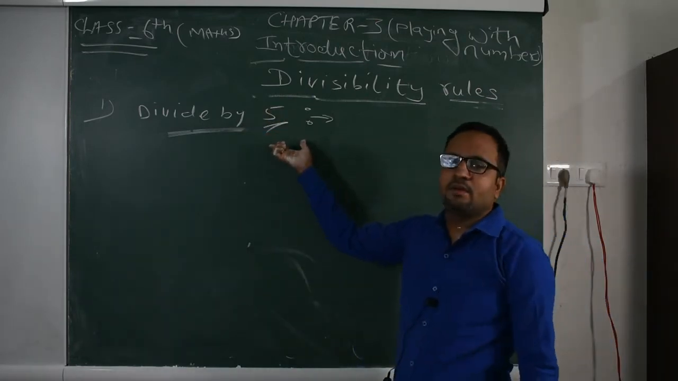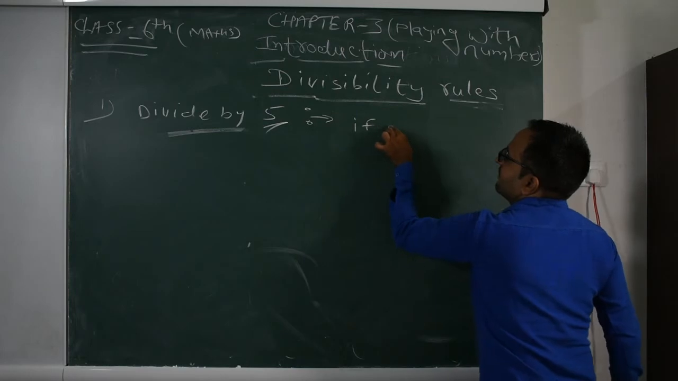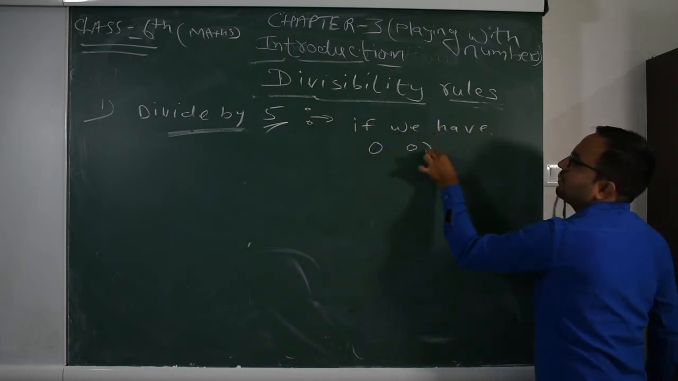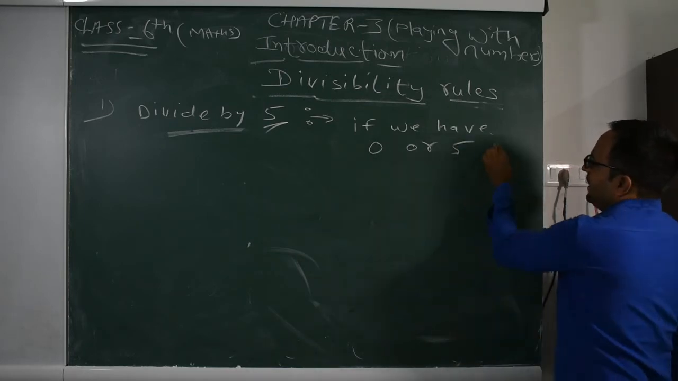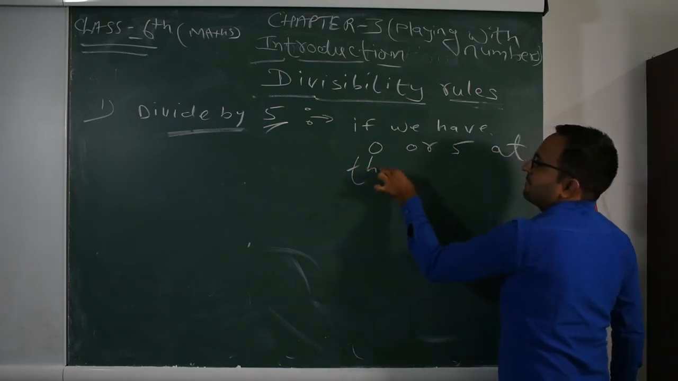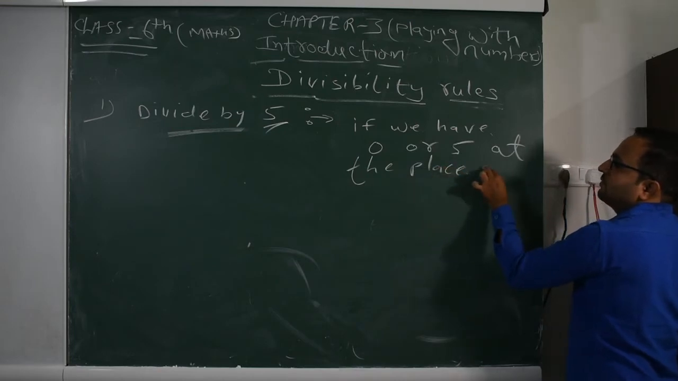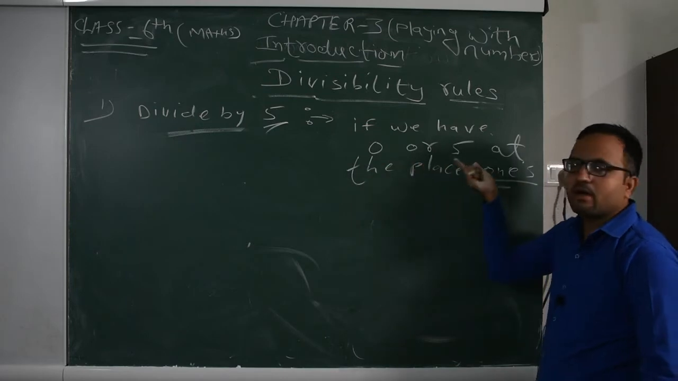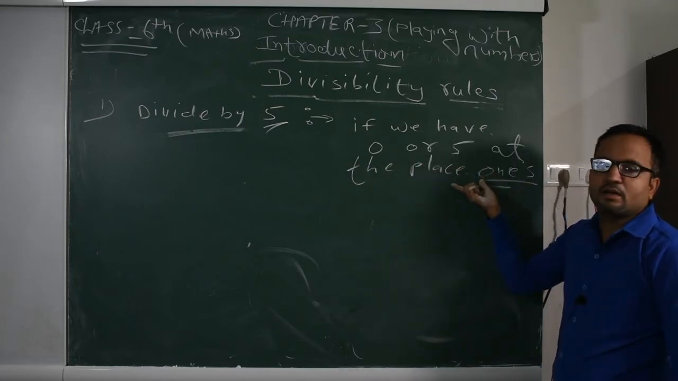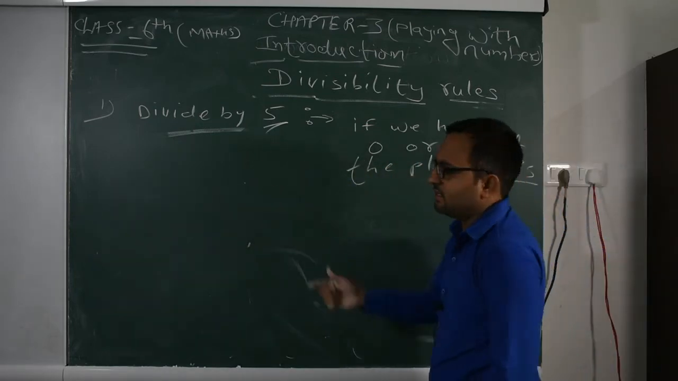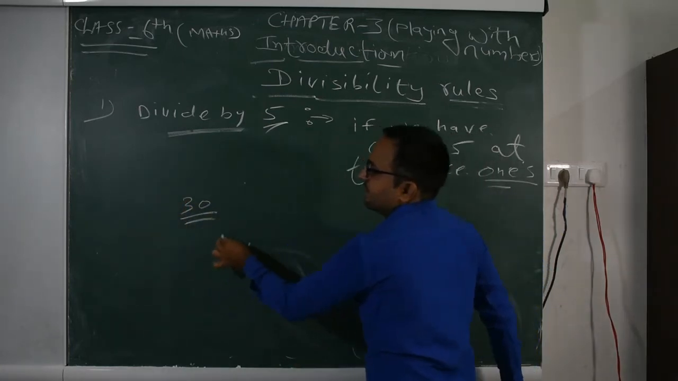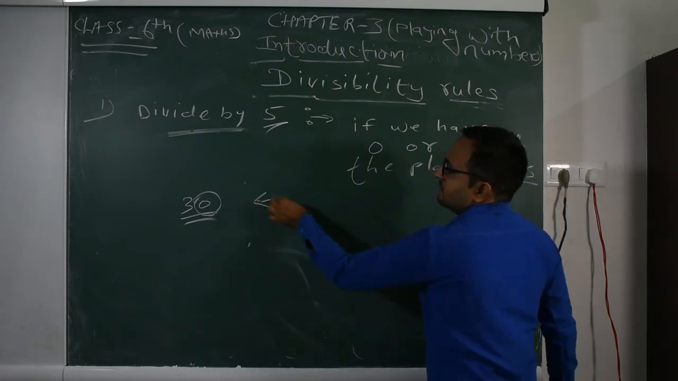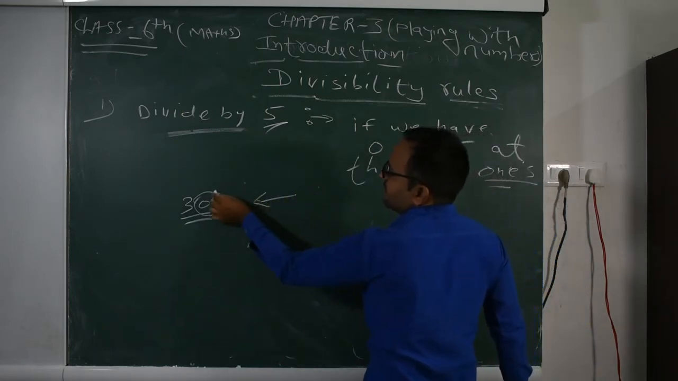In this divisibility rule, we check if we have 0 or 5 at the place of ones. At the place of ones, if you have 0 or 5, we can say the number is divisible. For example, 30. At the place of ones, 0 is available. So we say 30 is divisible by 5.